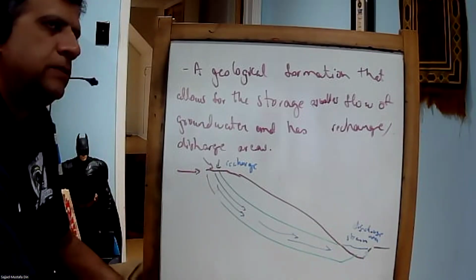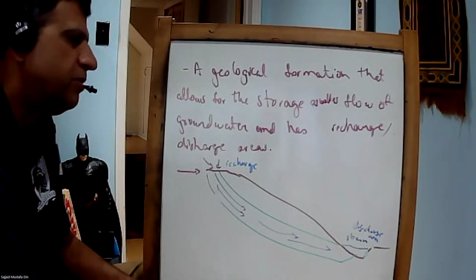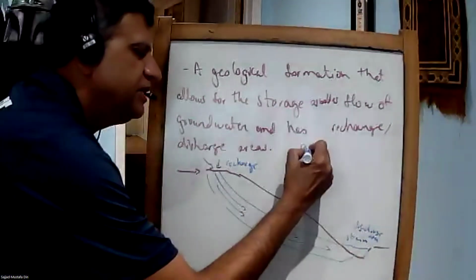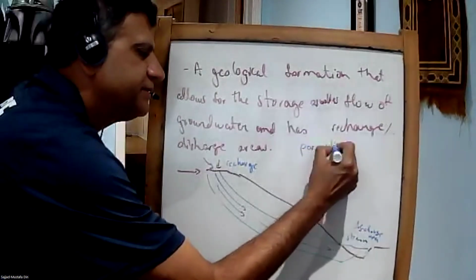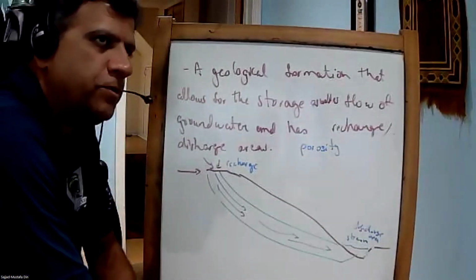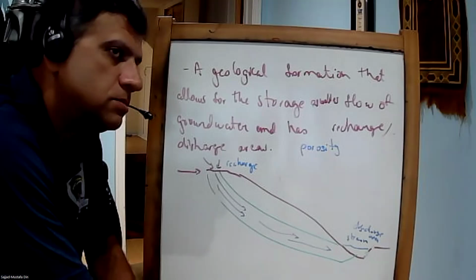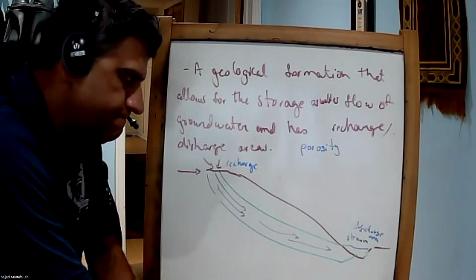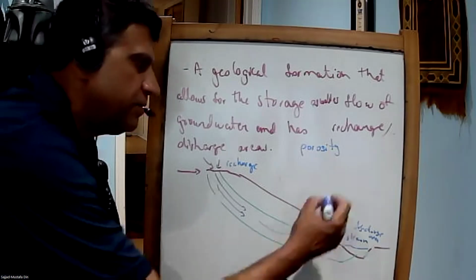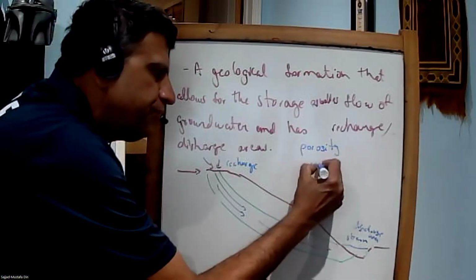And what makes the geological formation permeable? Sometimes it's porosity. So that's the pore space between soil particles. And this determines the permeability.